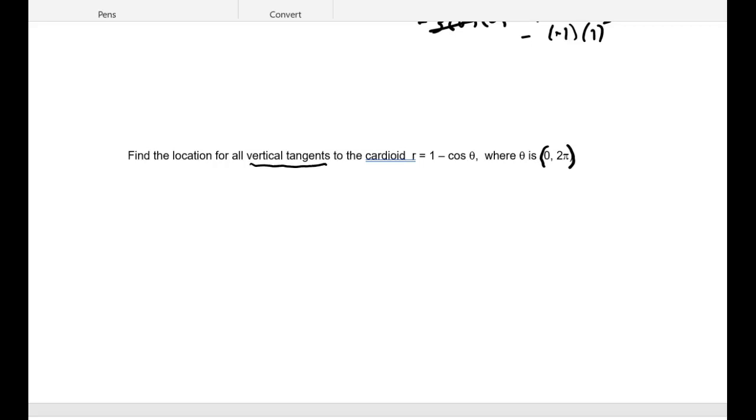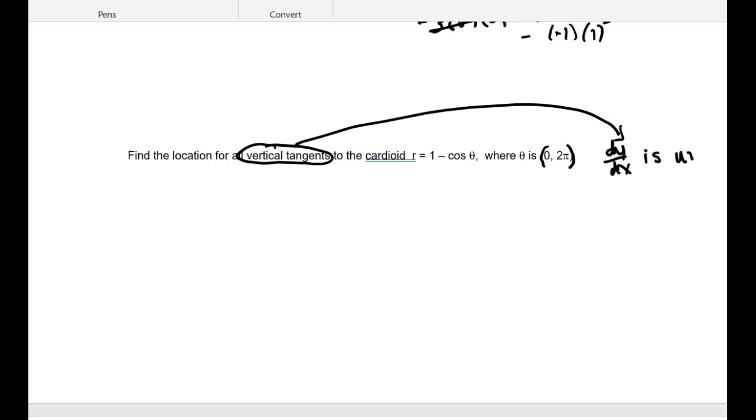We've talked about this in the past. We haven't had to really deal with it too much. Vertical tangents, you want to start making some connections. What that hopefully tells us is that our derivative, dy dx, is undefined at vertical tangents. So that's kind of our first thought.